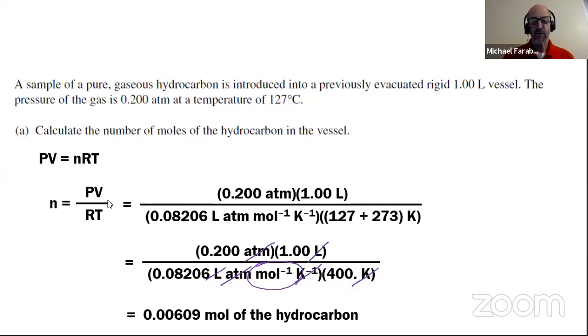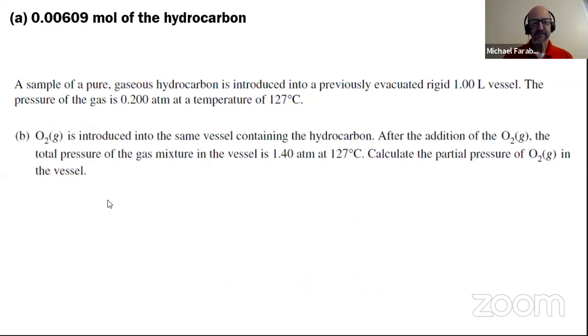All right, on to part B of this question. It says that oxygen, O2, is introduced into the same vessel containing the hydrocarbon. And after the addition of the oxygen, so we already have a pressure of 0.2 atmospheres from the hydrocarbon alone, the total pressure of the gas mixture is 1.4 atmospheres.